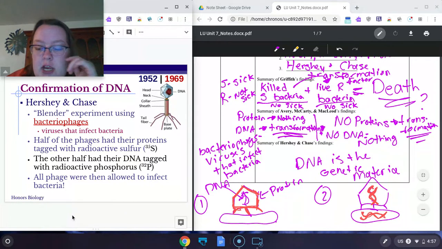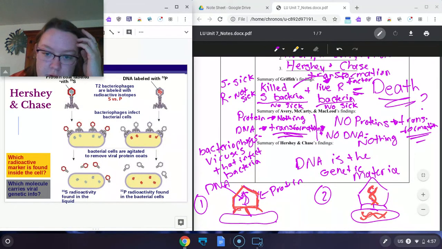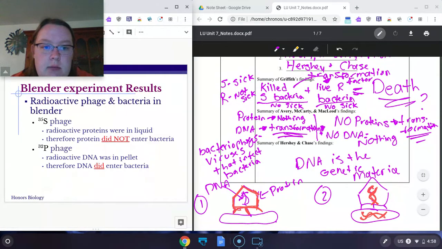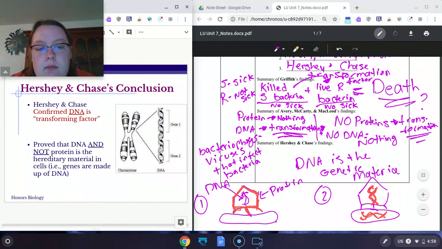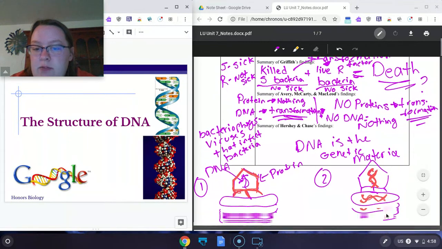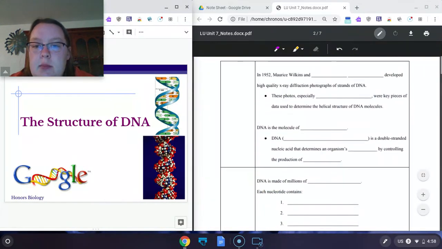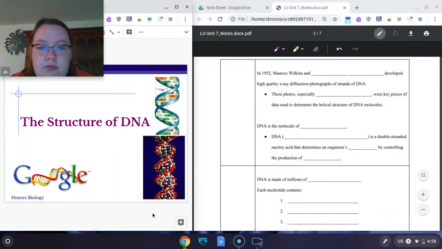So Hershey and Chase came to the conclusion that DNA is the genetic material by tracking what was transferred from the virus to the bacteria by labeling it with radioactivity. Okay, so this is how we figured out DNA is the genetic material. Now we're going to go into a little bit about the structure of DNA.